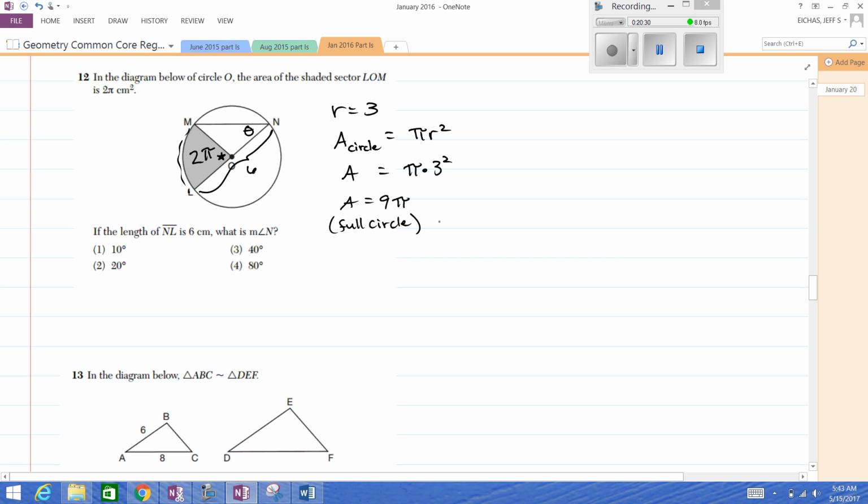And there's a lot of debates on how to get this. What I like to think of is what portion, what fraction of the circle is the sector. Okay, so 2 pi to 9 pi. We're getting a fraction out of this. So it's 2/9 of the circle.